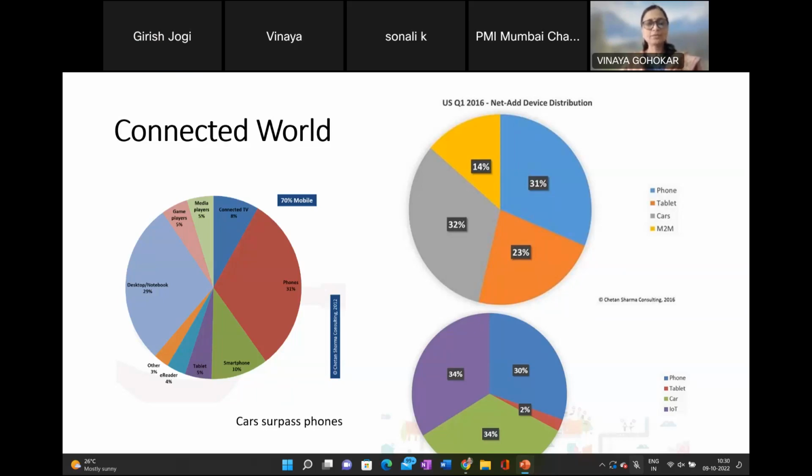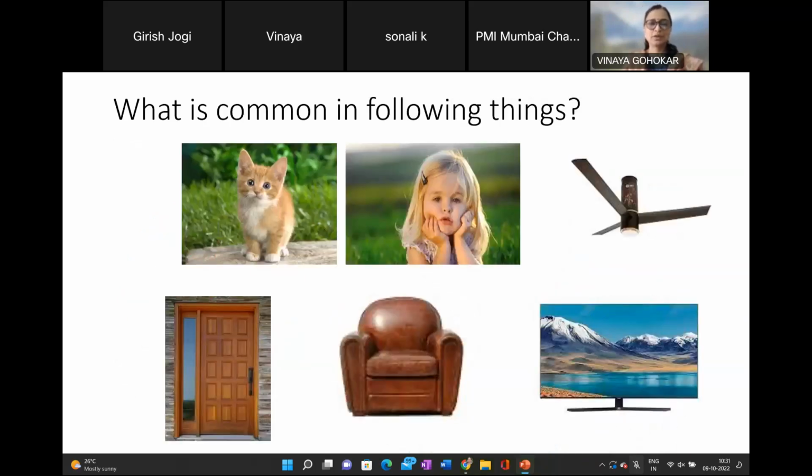Now IoT has become a compulsory subject in most of the universities, in the electronics and communication field. So the growth in the number of connected devices will come from the enablers which make things possible. I used to ask one question: what is common among the following things, when you see the number of pictures here in front of you? If you try to correlate or find something common between these things, definitely there's nothing common.